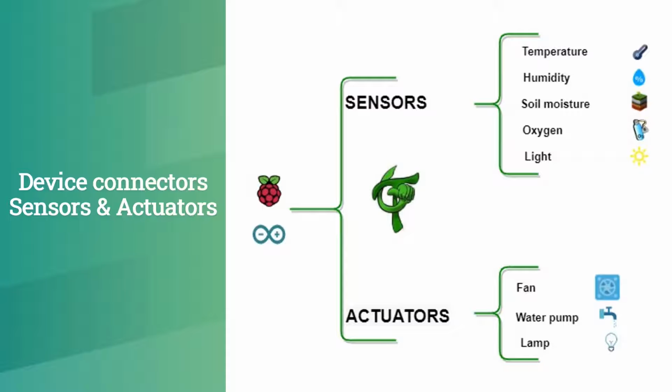Analog sensors are assembled by the Arduino board, which can exchange data with the Raspberry Pi through a wired serial communication. Then each box contains three actuators: a fan, a water pump and a lamp.